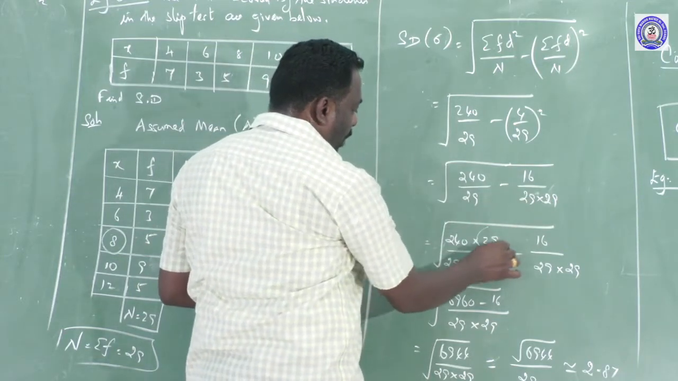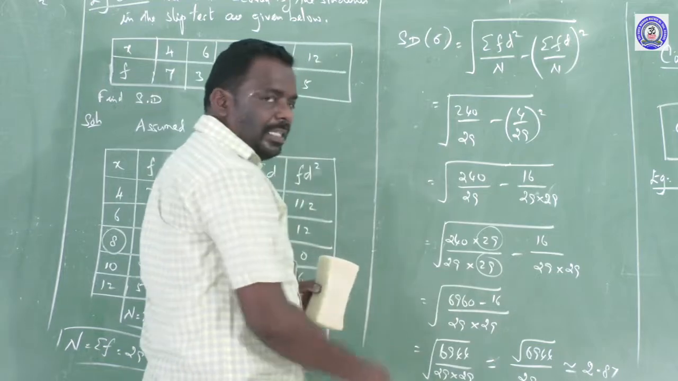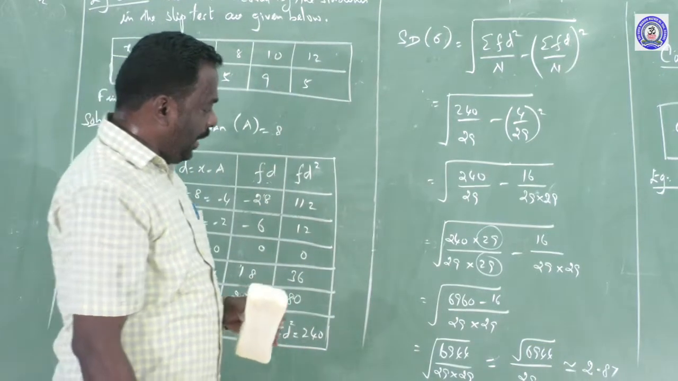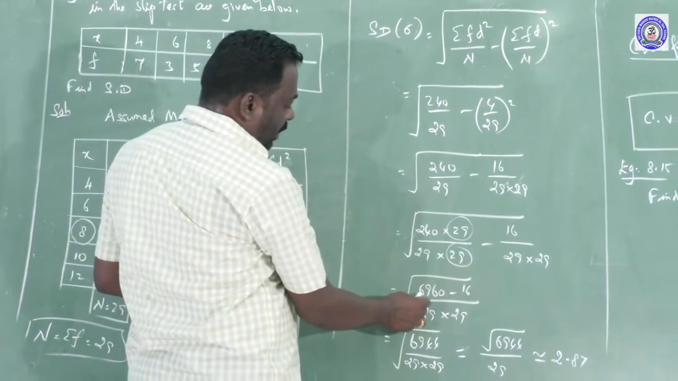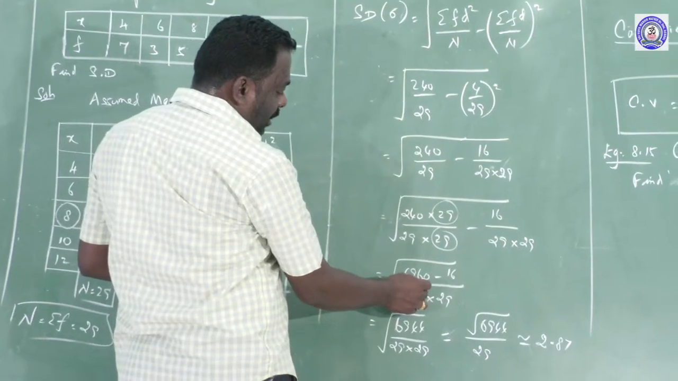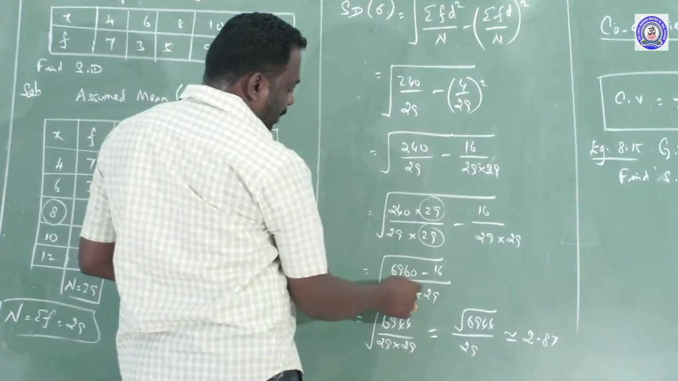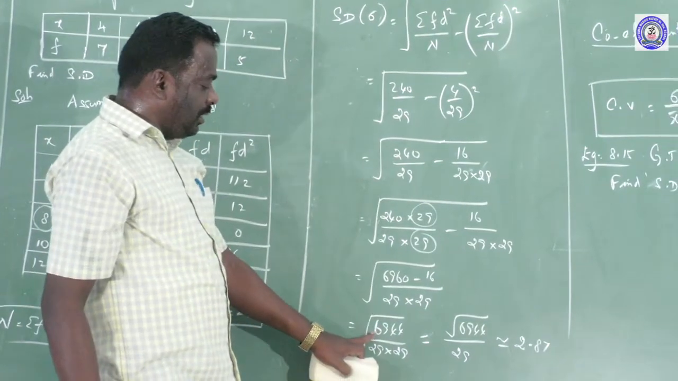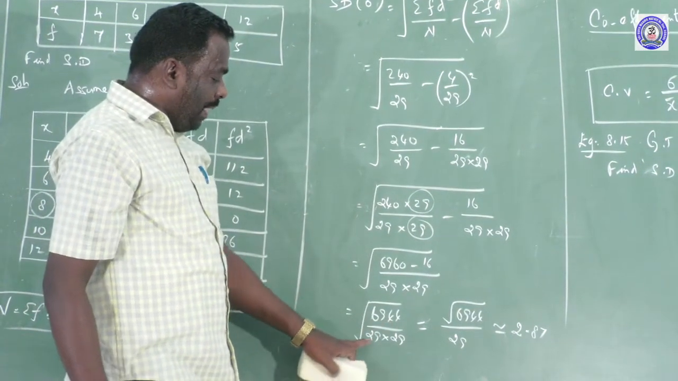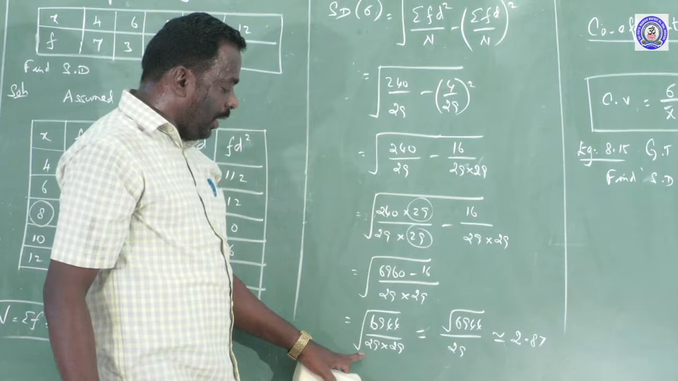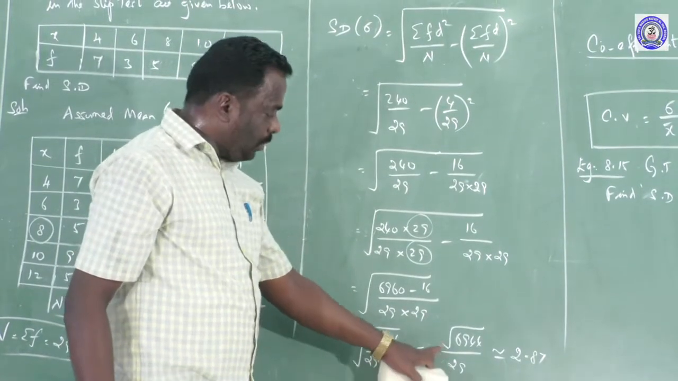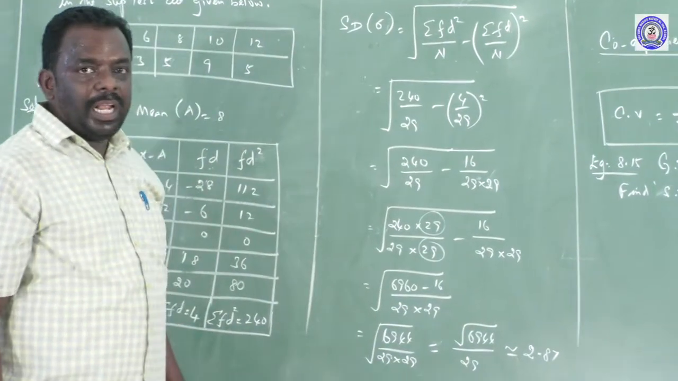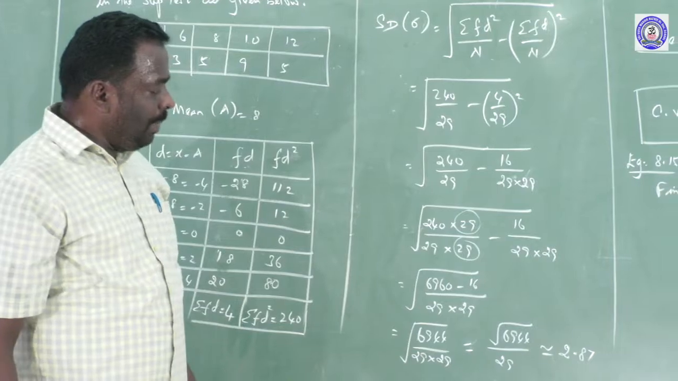So we multiply by 29 to take a common denominator. Therefore we multiply the term to get 6960, minus 16 by common denominator 29, 29. And simplify, we get 6944 by 29, 29. So two terms are in the square root, one outside the square root. Square root of 6944 by 29.